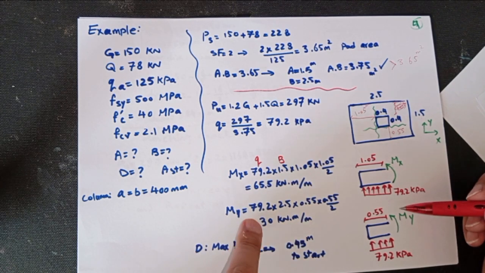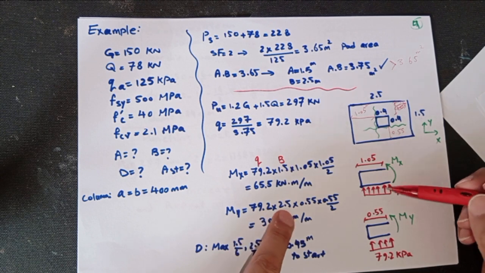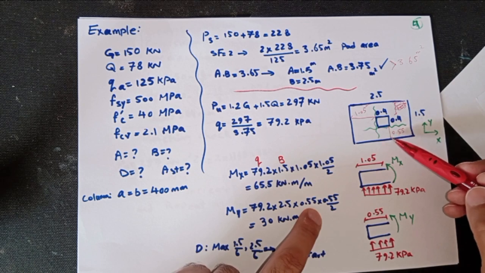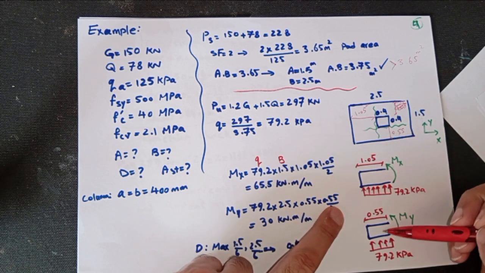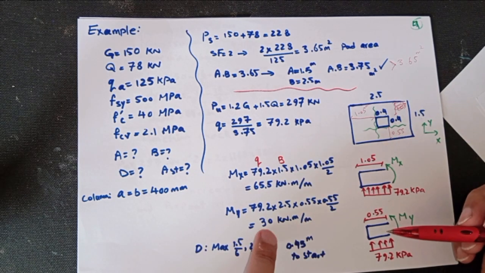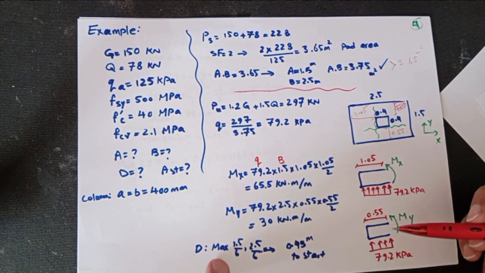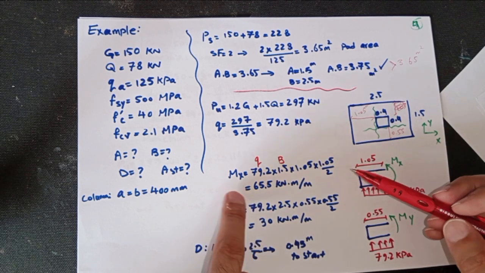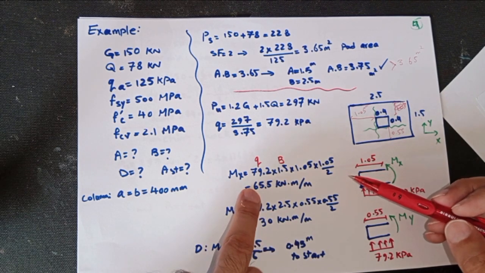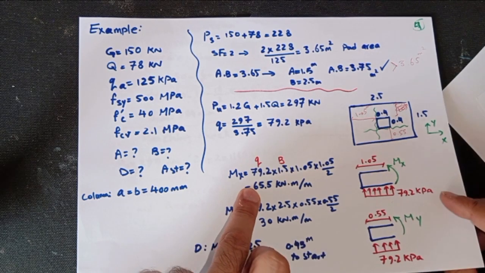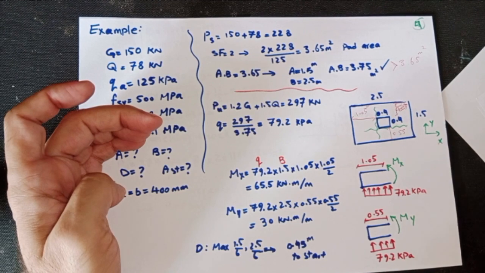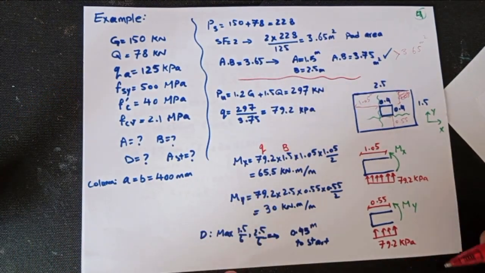And for the other direction, we have the same Q times 2.5, length in other direction, times 0.55, times half of this 0.55. And it gives 30 kilonewton meter per meter. So you will have maximum of 65 and 30, and definitely you're going to design for 65.5 kilonewton meter for the pad. So we need initial estimation of the depth to start.